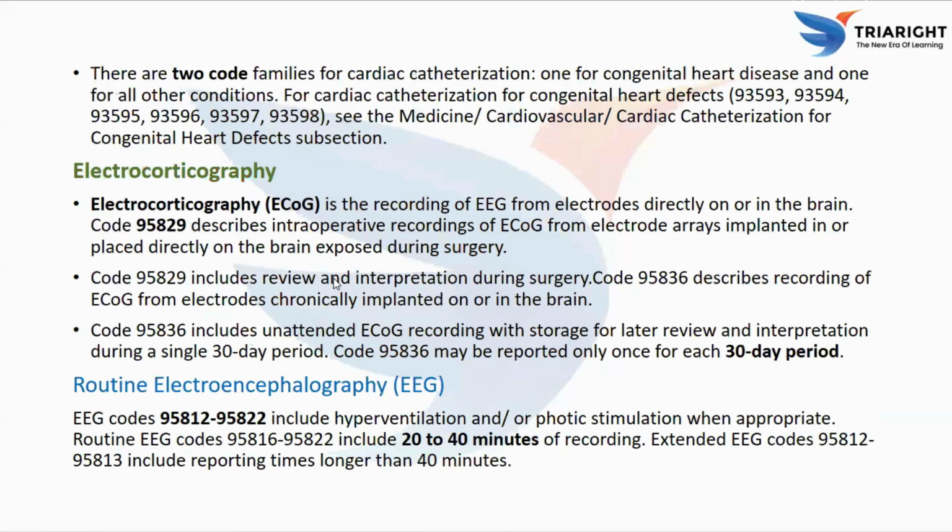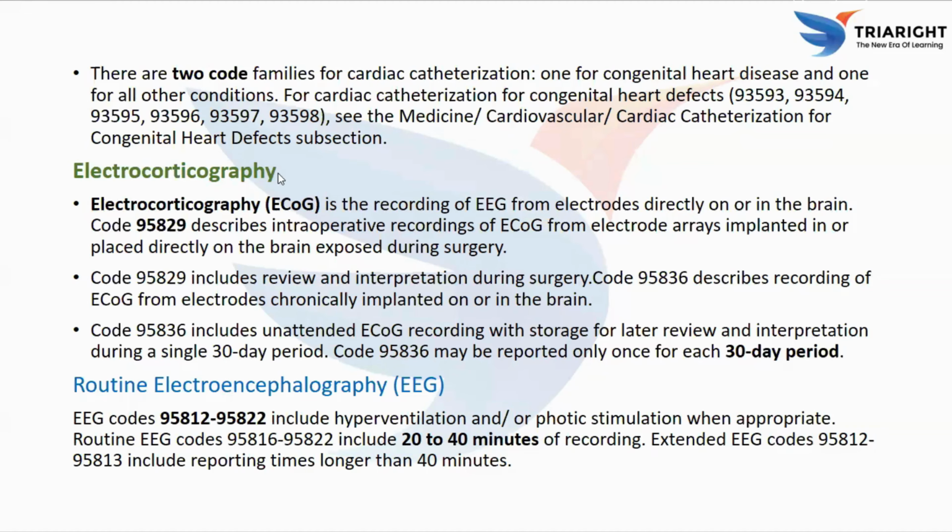So, cardiac catheterization code families. What is the key concept here? There are two separate CPT code families for cardiac catheterization. What are those? The first one is congenital heart disease, CHD, and the second is all other conditions. The congenital family is used only when the patient has a congenital heart defect. The CPT code range for congenital heart defects is 93593 to 93598. These codes are not interchangeable with standard catheterization codes. They are located under Medicine, Cardiovascular, Cardiac Catheterization for Congenital Heart Defects section.